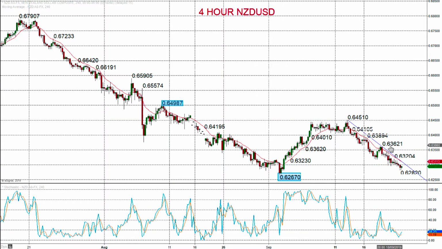Let's take a look at the New Zealand dollar, grinding lower in here since the middle of September, eradicating this strong push that we saw at the beginning of the month, down through supports at 63.62 and 63.23, and now really threatening this 62.67 low on a break of 62.82 and a more bearish theme through there.